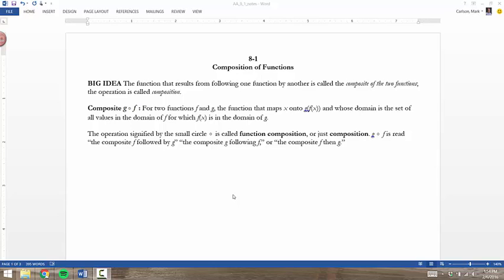So really, you want to think of a composite of functions as using two functions. We put a value into one function, and whatever comes out of that function goes into the second function. The operation signified by the small circle is called function composition, or just a composite: g following f, or f followed by g, or the composite of g following f, or the composite of f then g. All of those are different ways that we might say that.